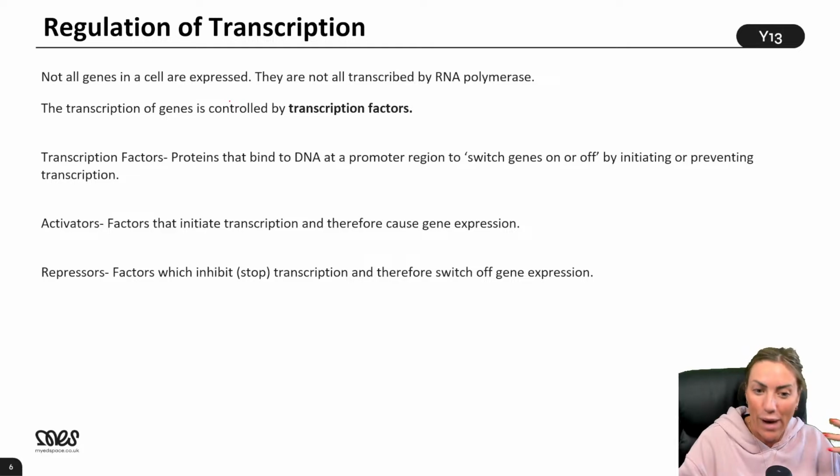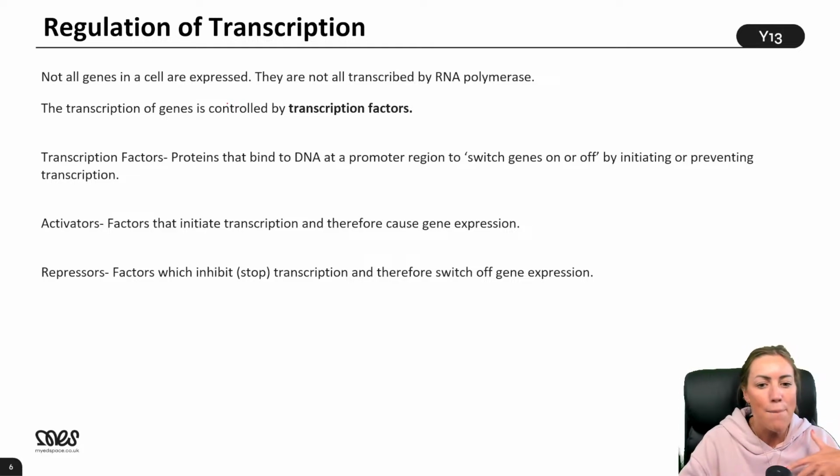Exactly. It's in the cells of the pancreas. But all of your other cells have that gene, right? It's just not being transcribed and it's not being translated. So the cell is not producing that protein, okay? So that's what we're starting to think about here.